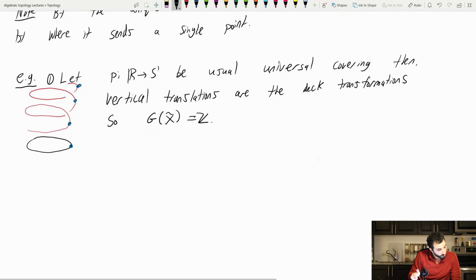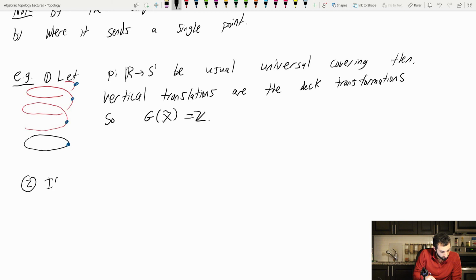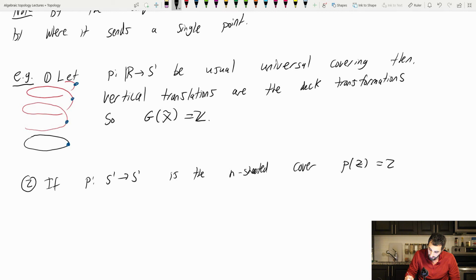Similarly, if P from S1 to S1 is the n-sheeted cover, this one has a nice formula, P of Z is equal to Z to the n. So this is like Z in the complex numbers with the modulus of Z equal to 1. So that's S1, and if I take that to the nth power, I get a covering map.